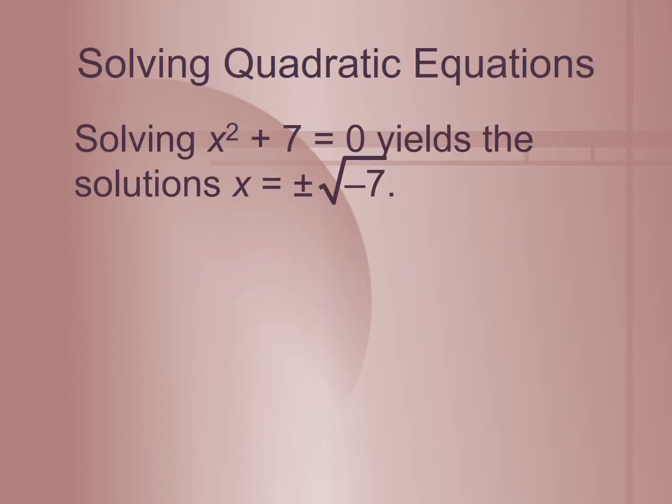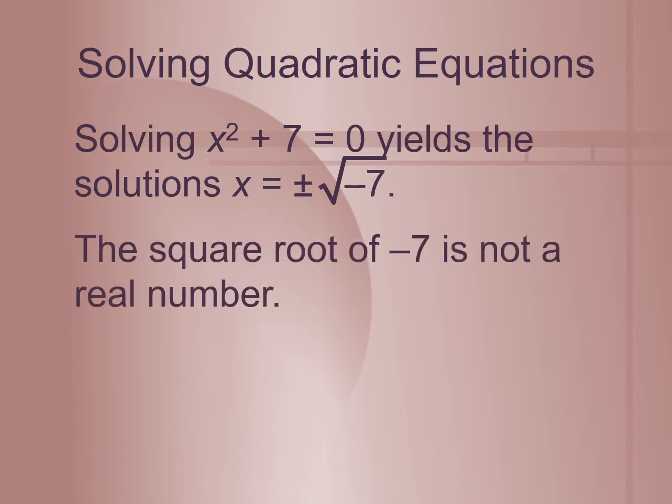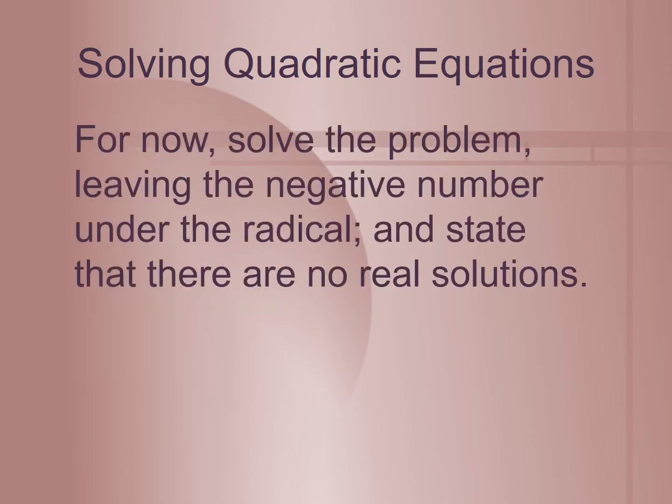So when we solve a quadratic equation such as x squared plus 7 equals 0, we end up getting x is equal to plus or minus the square root of negative 7. So the square root of negative 7 is not a real number. When we write our solution, we're just going to go ahead and leave the negative number under the radical and just state that there are no real solutions.